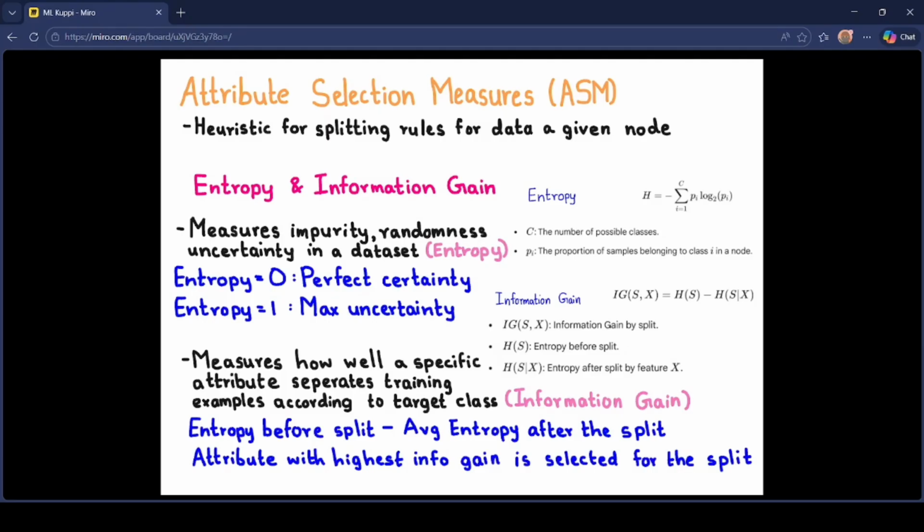Entropy measures the randomness of a data set, like how uncertain the values of a data set are. So that is what entropy measures, and it is either a 0 or a 1.